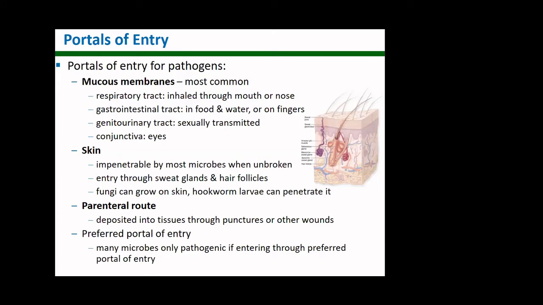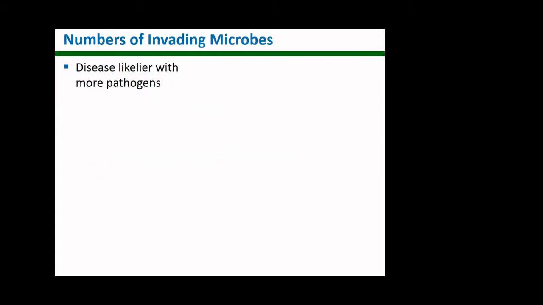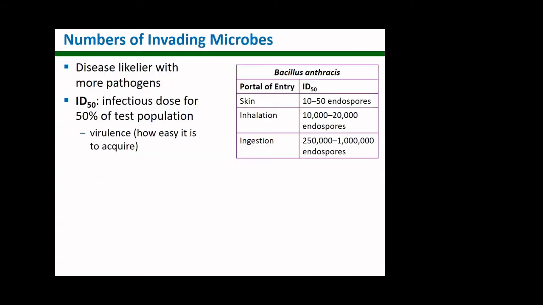Another thing is most microbes will have a very specific preferred portal of entry. So respiratory viruses enter through the respiratory tract, right? Those sorts of things. It's also a little bit of a numbers game. So if you get infected with like 1 or 2 cells of a bacteria, it's probably not going to cause any disease. They're going to die off before they do anything. The more pathogen you encounter, or the more pathogen that get into your body, the more likely you are to get sick from it.